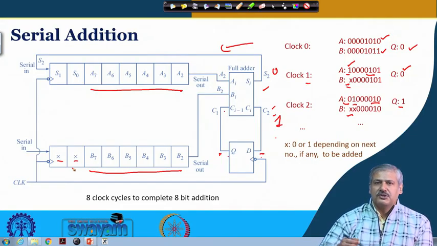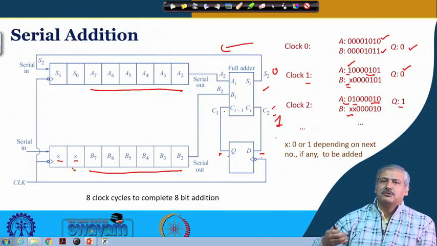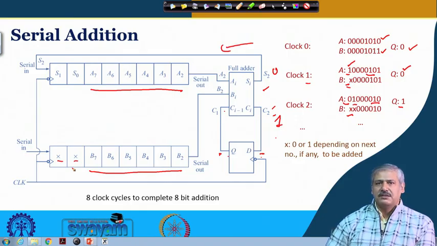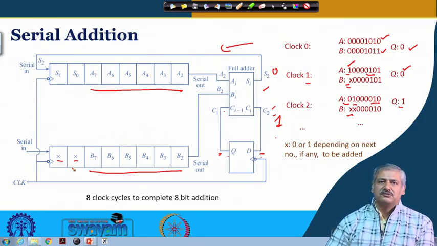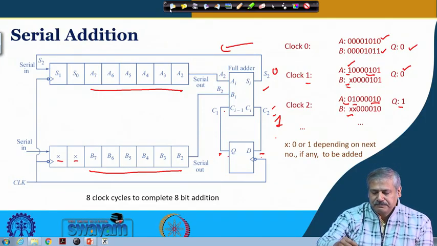Earlier we were doing it in one go; here we require 8 clock cycles to complete the addition. This is the difference between parallel addition using combinatorial logic and serial addition using sequential logic. There it was faster but required more hardware. Here it is slower and requires more time. But if the clocking is sufficiently fast, then it can be done in real time.